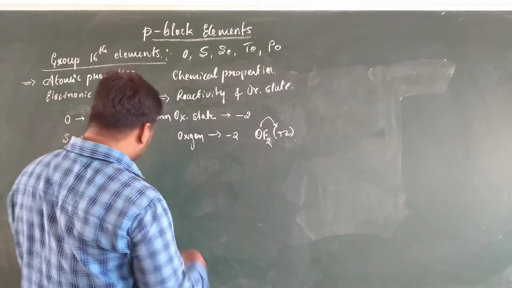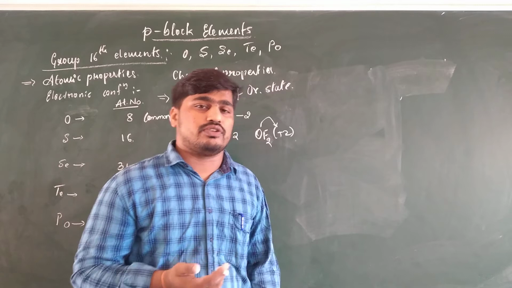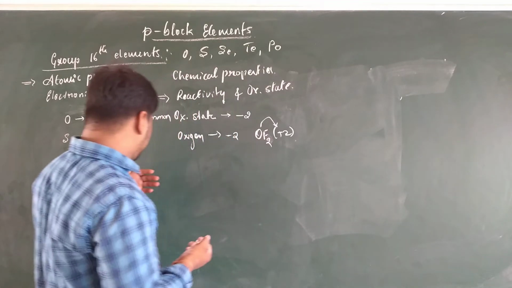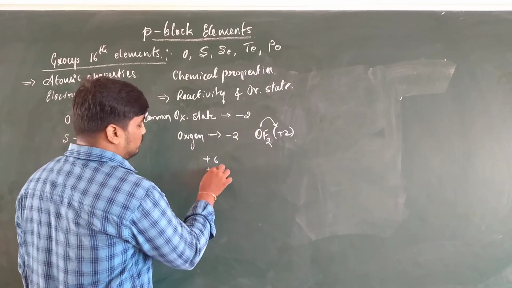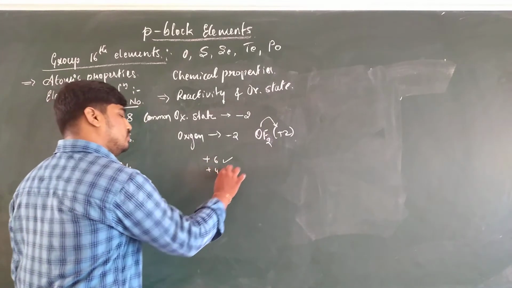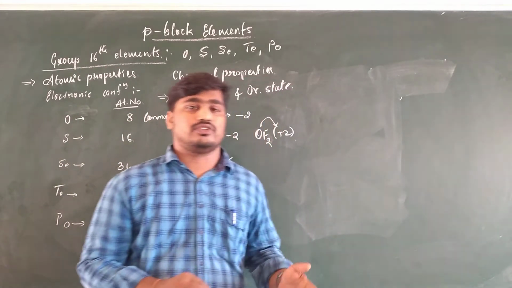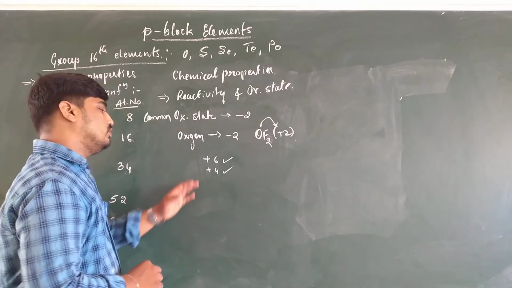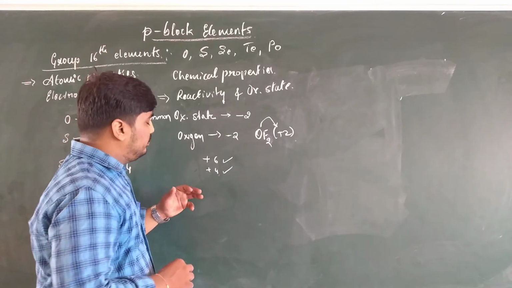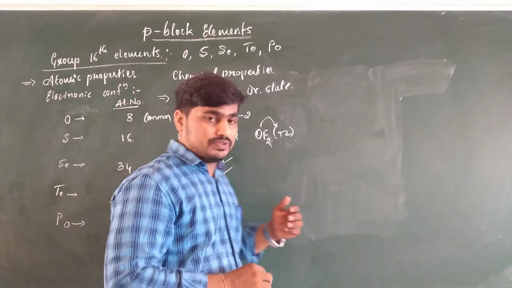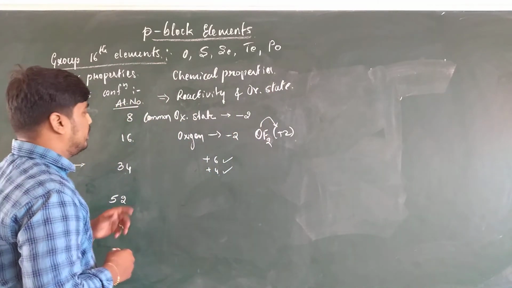Next, sulfur shows minus 2 as well as positive oxidation states. These elements show positive oxidation states of plus 6 and plus 4. These two are also the oxidation states of the group 16 elements except oxygen. What is the order of the plus 6 oxidation state in the group 16 elements, and what is the order of the plus 4 oxidation state?